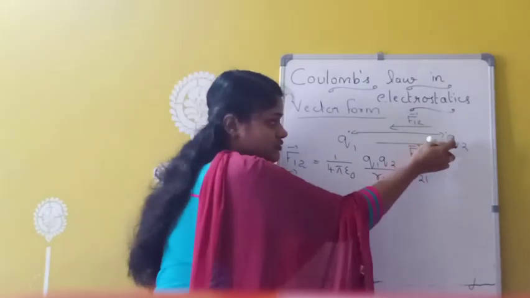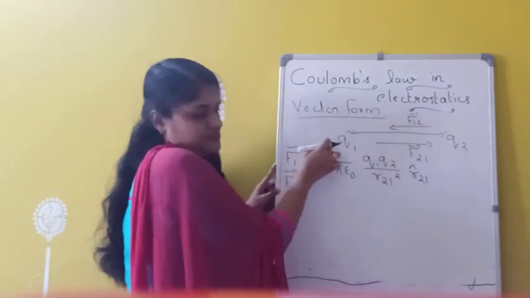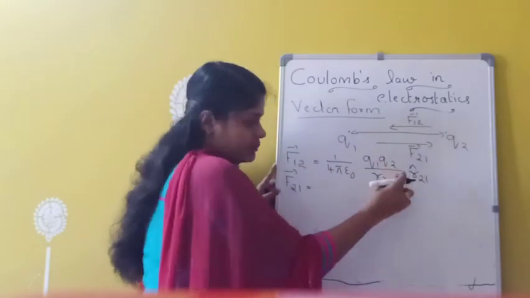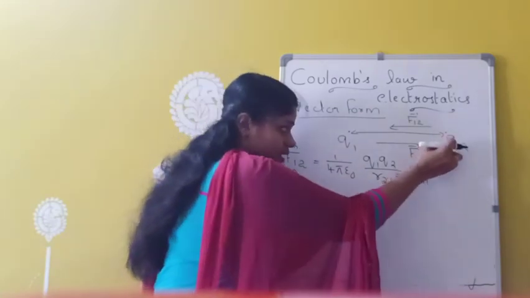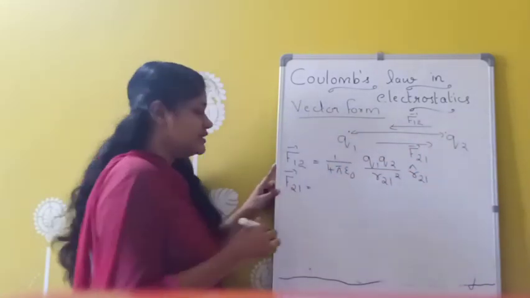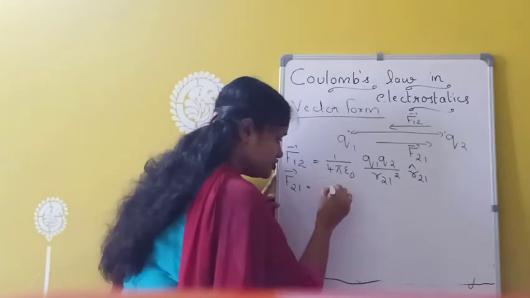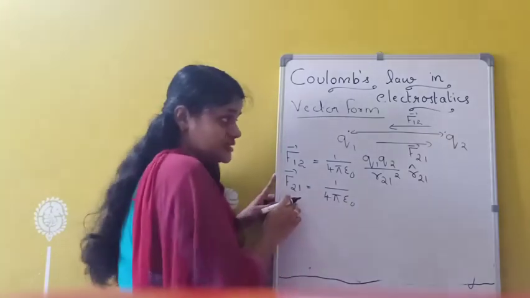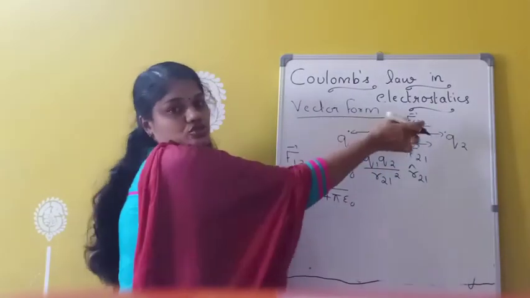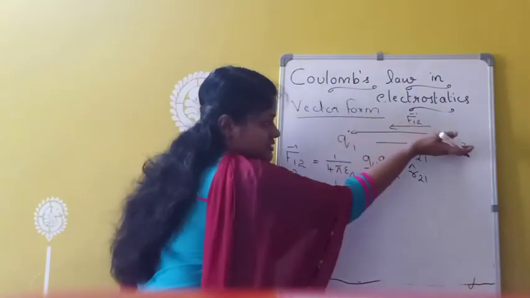It is acting from where to where? From Q2 to Q1. And its magnitude is 1. The magnitude of unit vector is taken as 1. So direction is given by from Q2 to Q1. Similarly, we can write which one? For F21, that is force exerted on Q2 due to Q1. That is, the direction may be in the opposite, this direction.